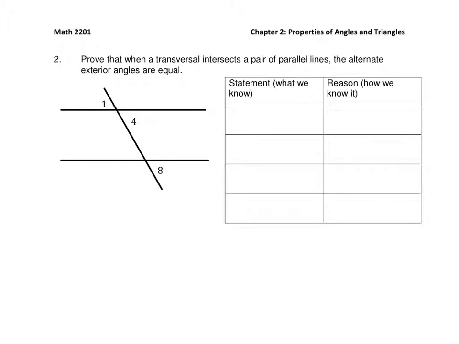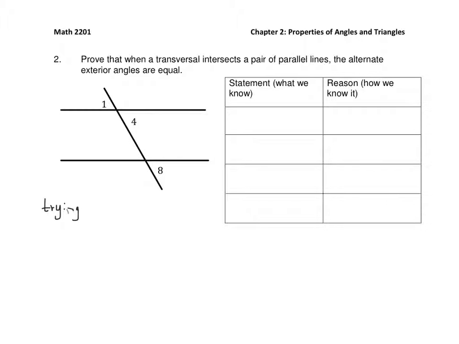Okay, example number 2 says prove that when a transversal intersects a pair of parallel lines, the alternate exterior angles are equal. This one we don't have the statement, so we've got to come up with the statement. We'll start it the same way we did the other one. We've got some angles drawn in there for you. So the alternate exterior angles that we're trying to prove, I'm just going to write that on the side so you know what we're trying to get.